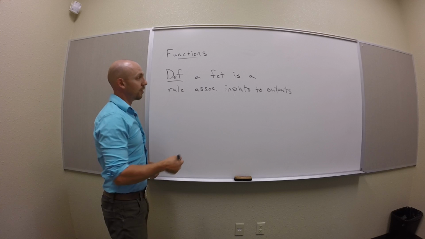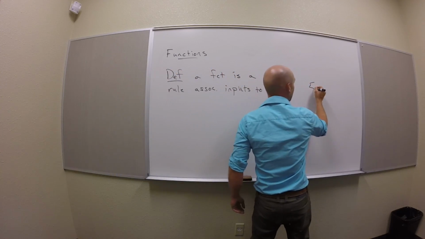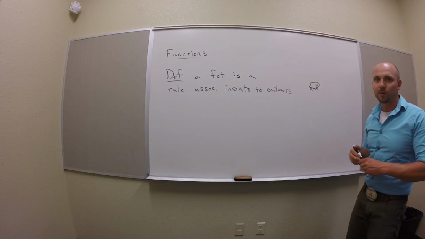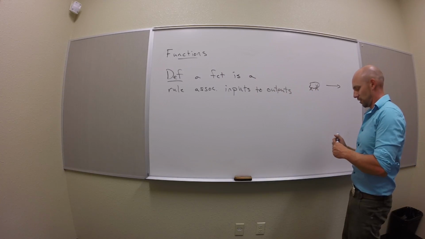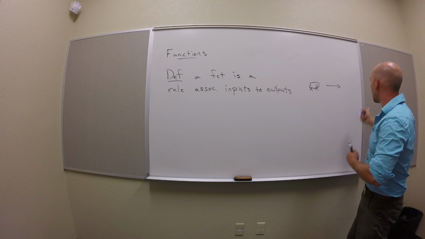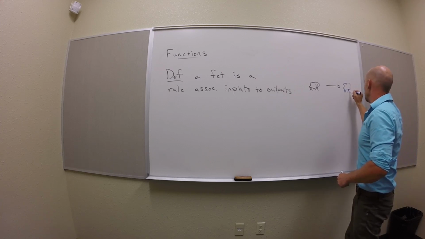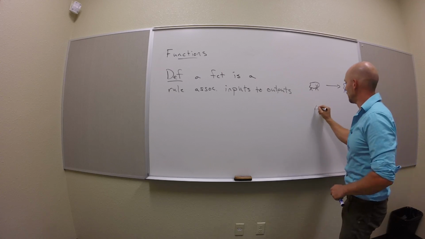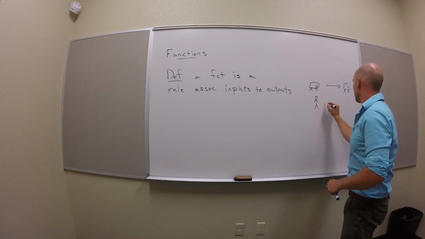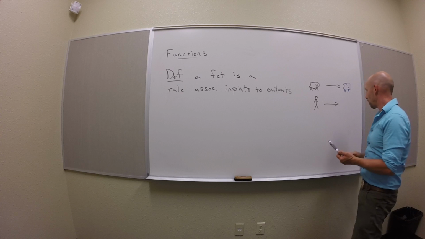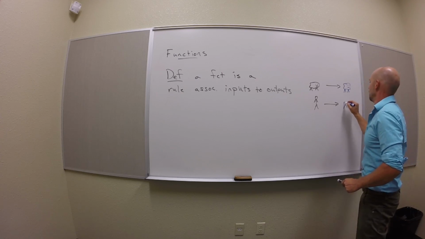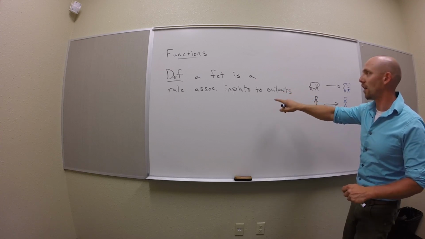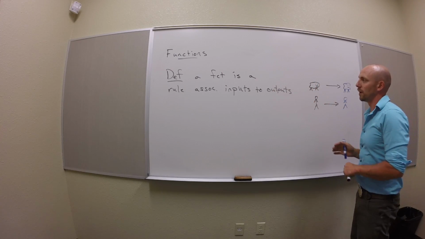So I could look at my blue function. Here's a sheep. I put a sheep into the paint blue function. What do you get out? You get out, of course, a blue sheep. If you put a little man into the painted blue function, what do you get out? Of course, you get a little blue man, right? So this is kind of what I mean by a rule associating inputs and outputs.